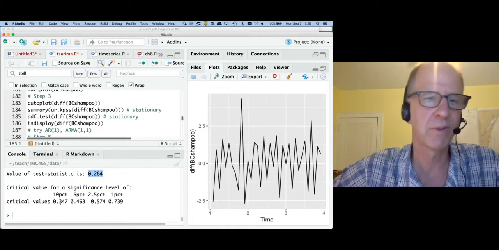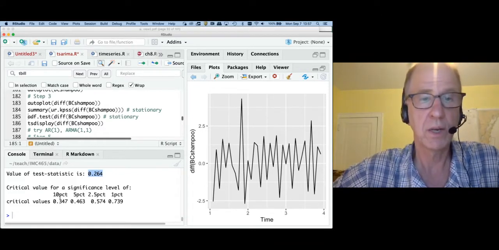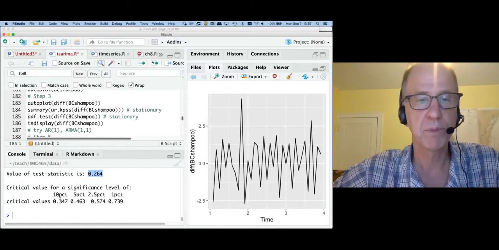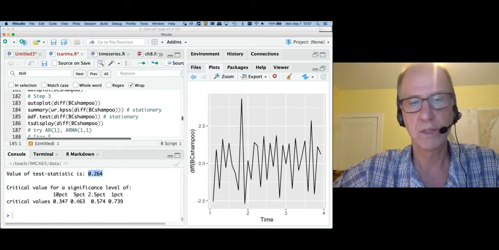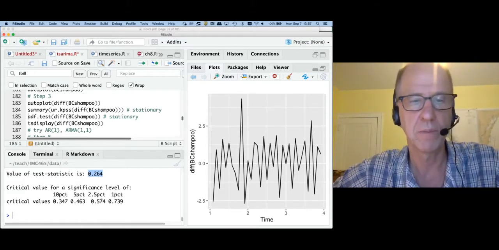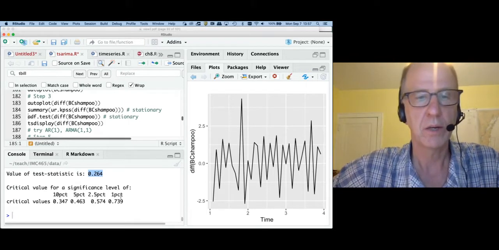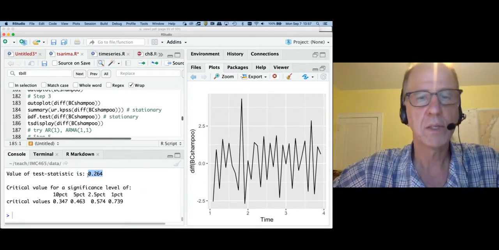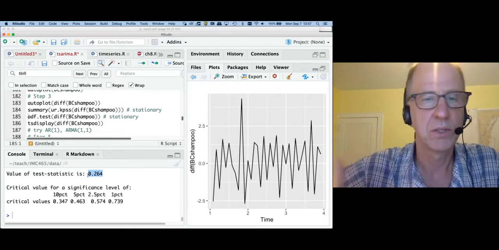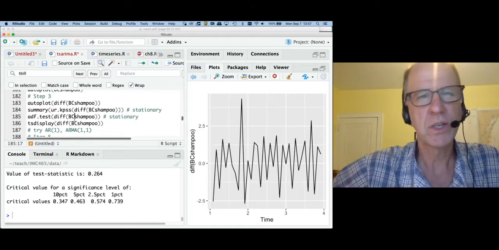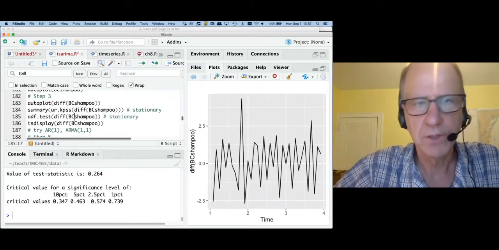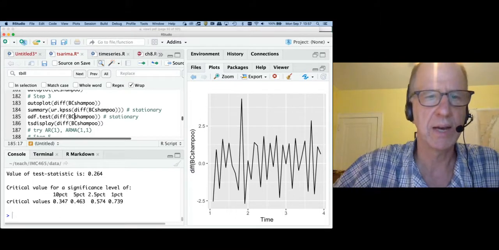It's less than the critical value for using a significance level of 10%. It's way less than the 5%, 2.5%, any of those cutoffs. So basically, we cannot reject the null hypothesis of stationarity. We also studied the augmented Dickey-Fuller test, so let's go use that.